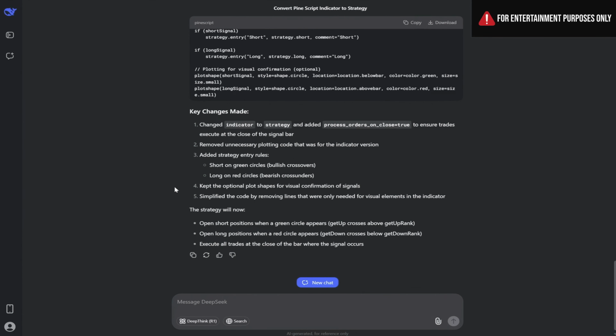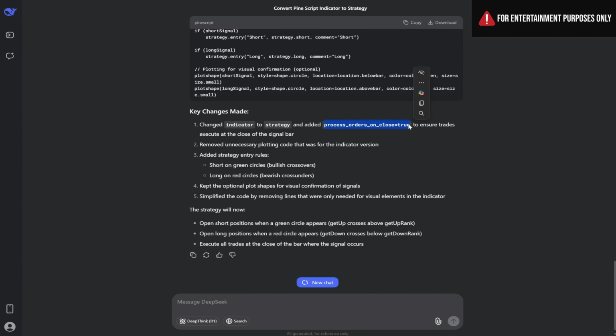Deepseek has finished giving us back the code, and it's giving us this list of key changes it made. So Deepseek changed the indicator to a strategy and added the process_orders_on_close equals true condition. This condition is very important because if Deepseek isn't lying and it did convert process orders on close to true, this would make sure that all simulated trades that are entered will be at the close of the bar in which the signal was true and not on the open of the next bar.